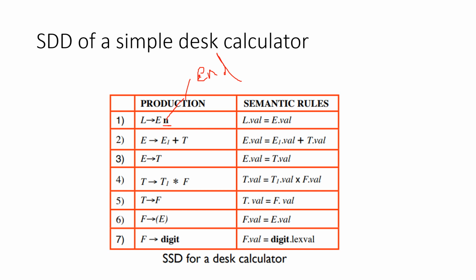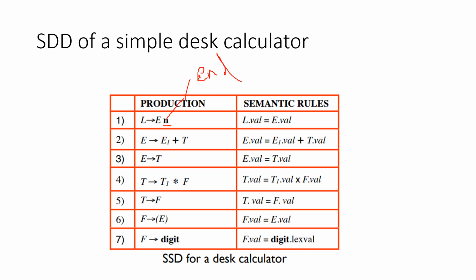So how do the semantic rules look? Since it has a numerical value, we can have val as an attribute. So L dot val equals E dot val. Assign this value to L dot val. After the computations are done, we have to assign the result to L dot val.